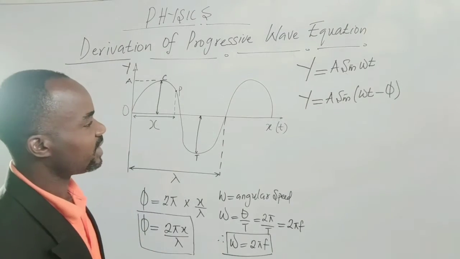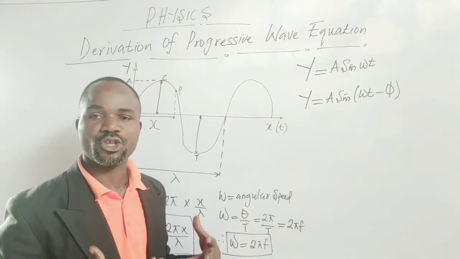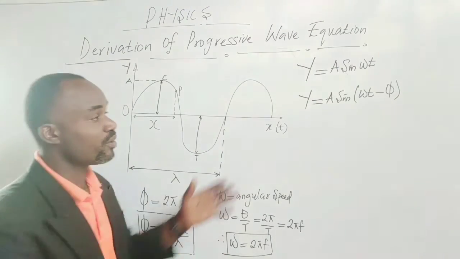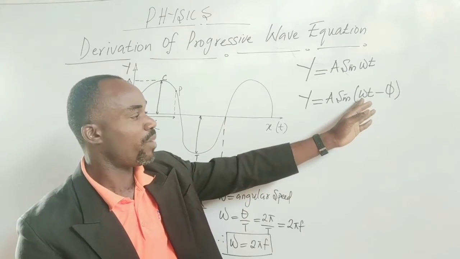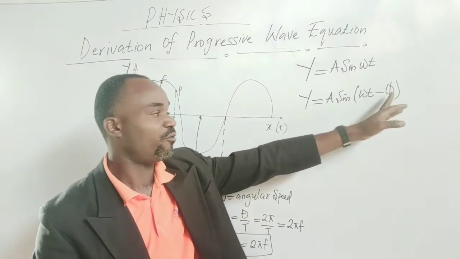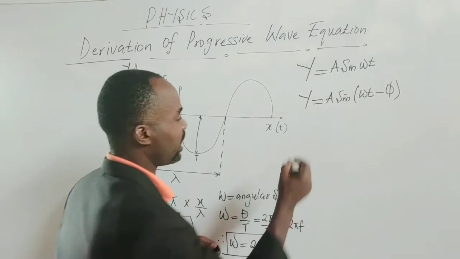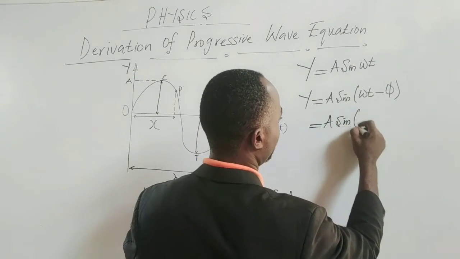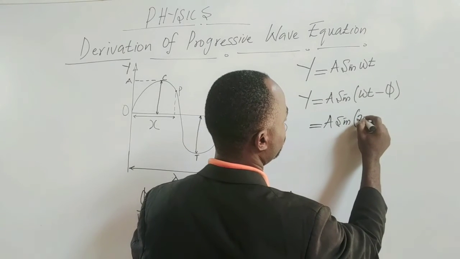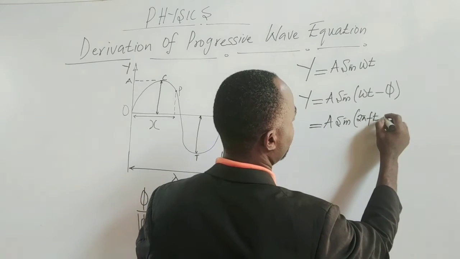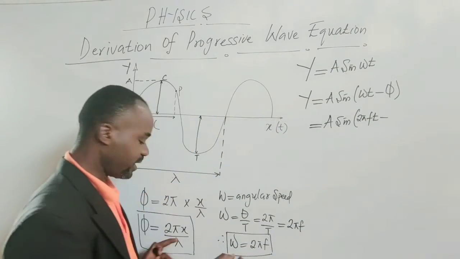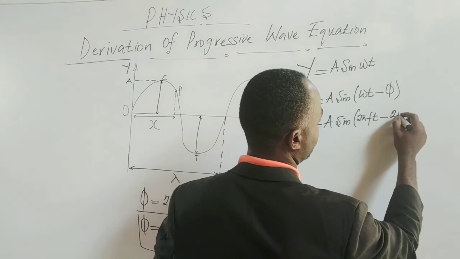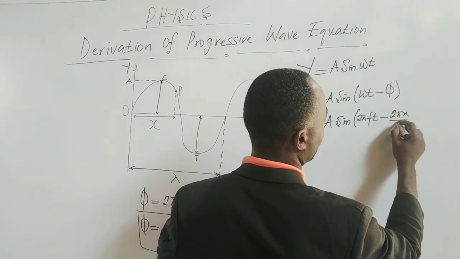All right, so having said that, the next thing we are going to do is to substitute these parameters that we have carefully generated, where we have omega, that is angular speed, and the phase difference. We substitute accordingly. For angular speed, you have 2 pi f t minus, then for phase difference, we have 2 pi x over wavelength.